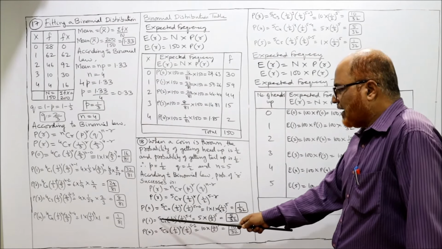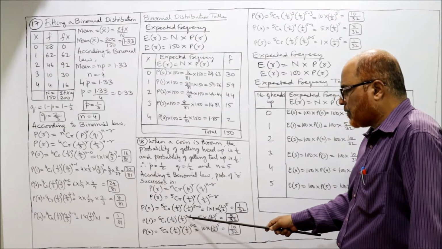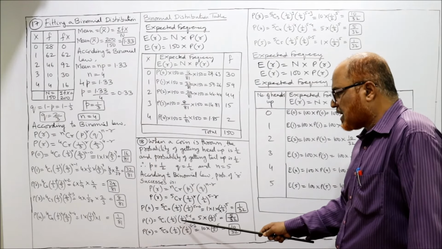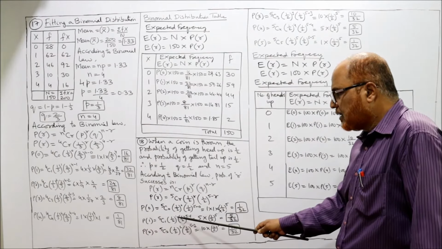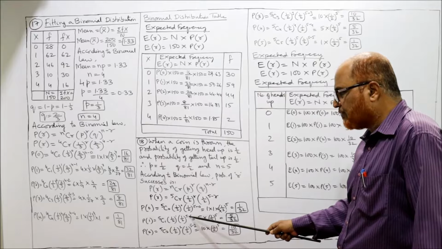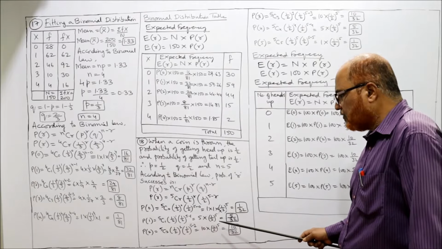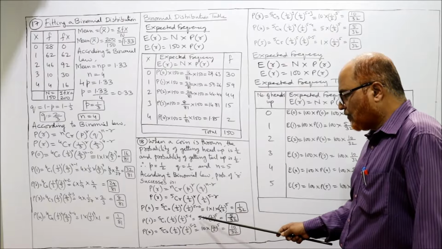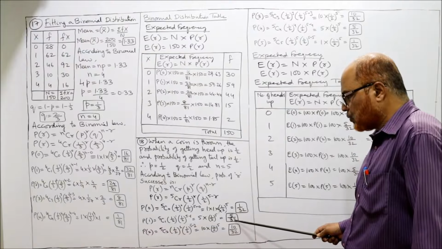P(1) = 5C1, half to the power of 1, half to the power of 5 minus 1. So 5C1 is 5. When bases are same, powers can be added. Here the power is 1, here the power is 4, so 1 plus 4 is 5. Half to the power of 5, we already know, is 1 by 32. So 5 into 1 by 32 gives 5 by 32.